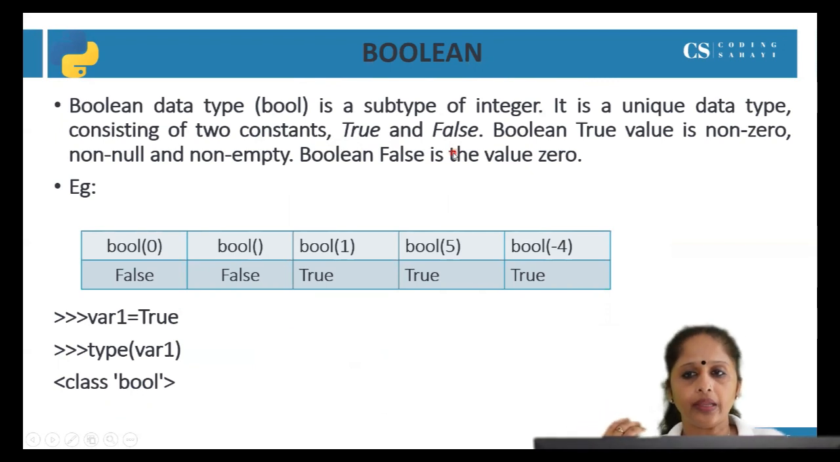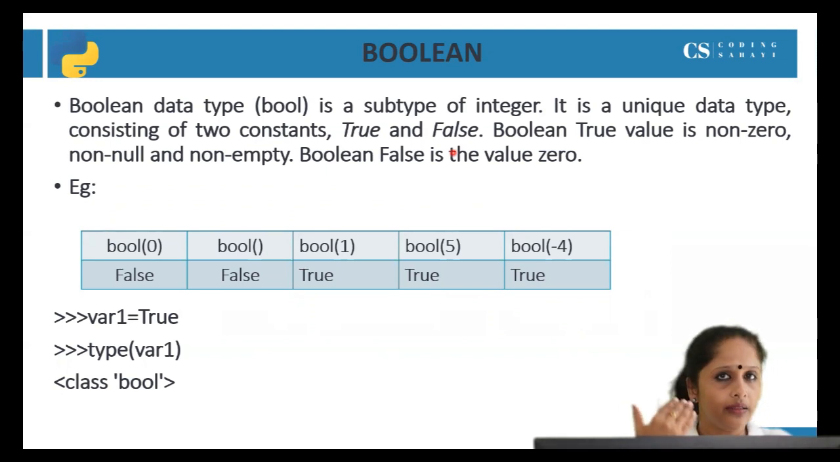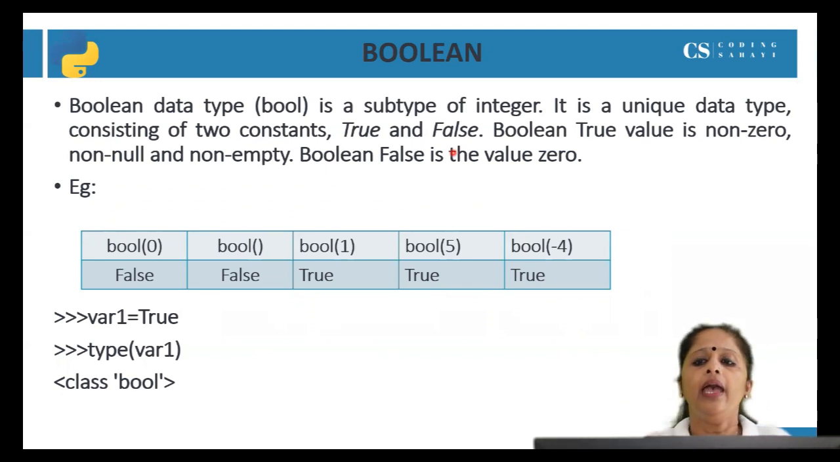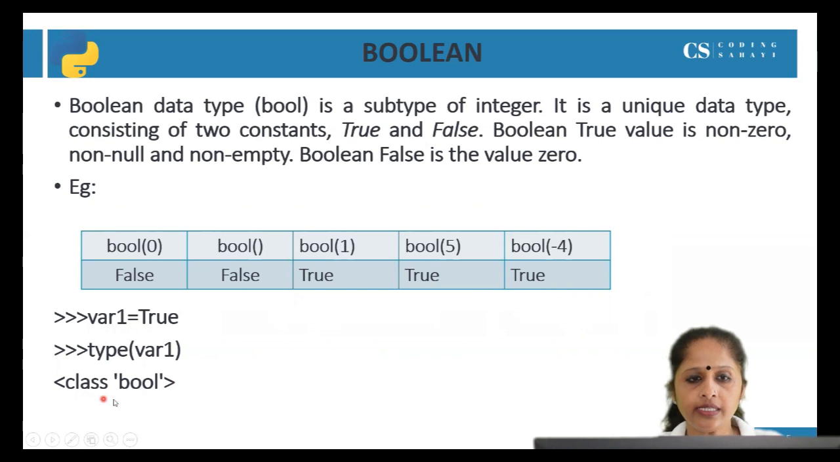So here it is a unique data type and it comes under the integer data type only. You can see the example. Here I have written variable 1 is equal to True, and when I check the type of variable 1, it gives the answer bool, because it contains the value True.